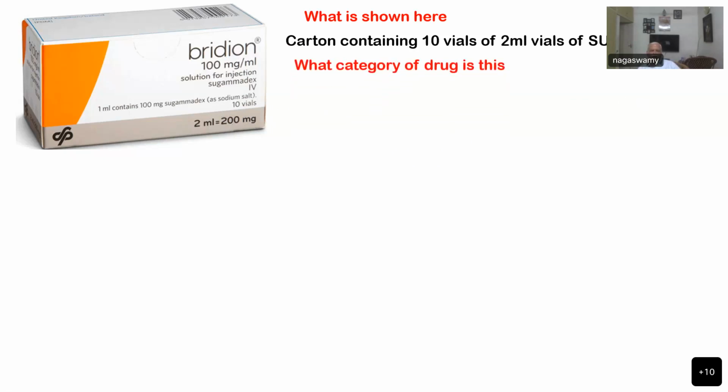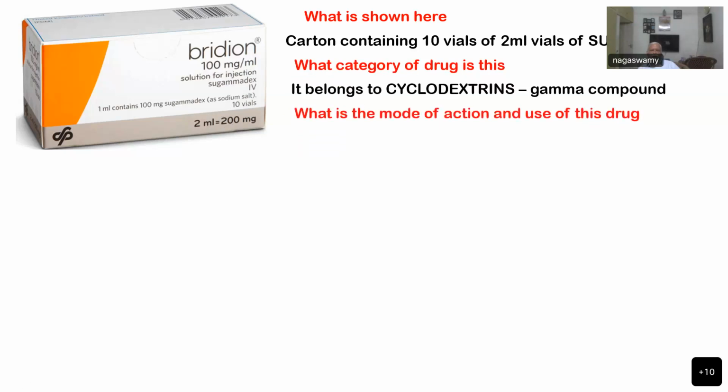What category of drug is this? Modified gamma cyclodextrin molecule. What do you use it for? Reversal of neuromuscular blockade. It belongs to the gamma cyclodextrin compounds and is used for reversing the aminosteroid muscle relaxants.